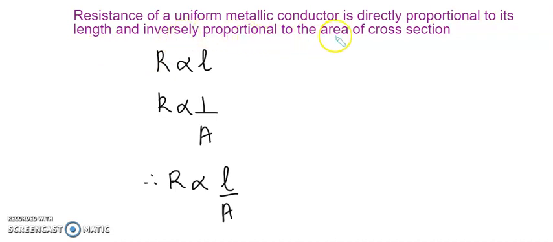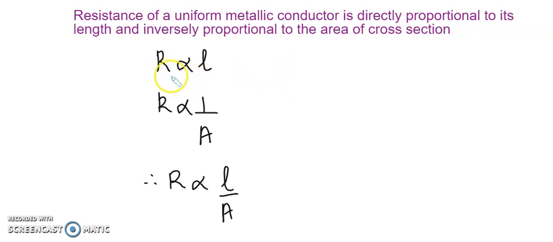It's inversely proportional to the area of cross section. The thicker the conductor is, the less current will flow. The thinner the conductor wire is, the more current will flow. If the conductor wire is thicker, the resistance increases, so less current flows. So thickness increased, less current because resistance is more. Thickness reduced, resistance is less, so current is more.